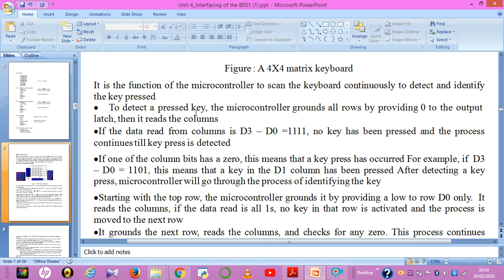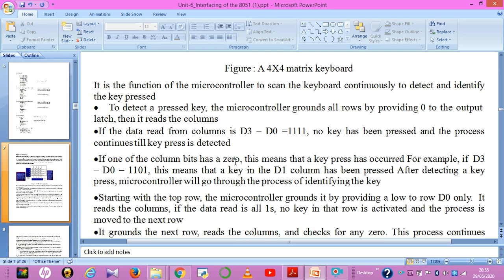First, to detect a pressed key, the microcontroller grounds all the rows by providing 0 to the output latch, then it reads the columns. If the data read from the columns, D3 to D0, is equal to 1111, no key has been pressed and the process continues until a key press is detected. So if the data read from the columns is all ones, that means a key is not pressed. If a key is pressed, the combination is going to change instead of all ones. If a key is not pressed, it's always all high.